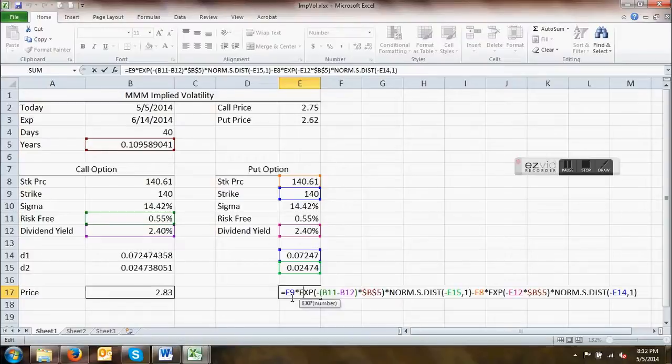In this case, E9, which is the strike price, times the exponential of B11 minus B12. You know what? That's a mistake. Let me pause this and come back.